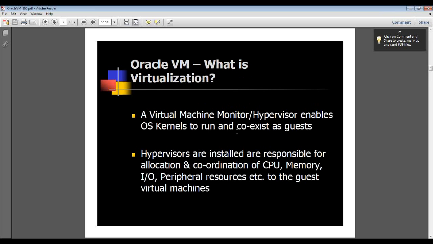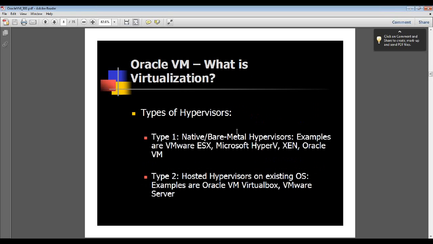So what is virtualization? Virtualization is a virtual machine monitor, or a hypervisor as it's known. Basically it allows you to emulate and run operating system kernels and coexist with each other on top of the hypervisor, which is the lowest level of the technology stack and sits on bare metal hardware.